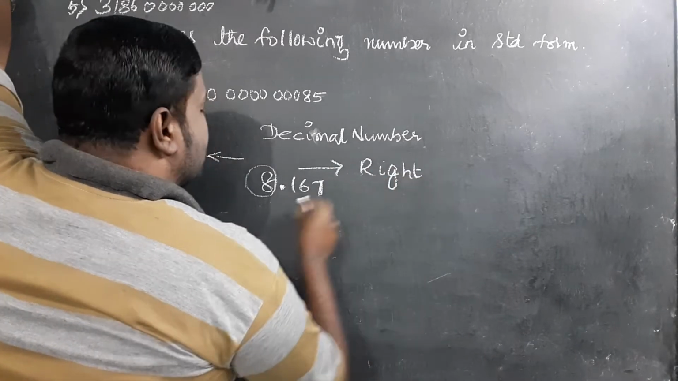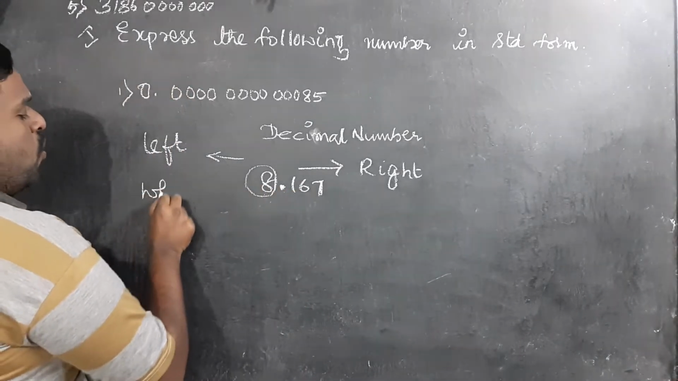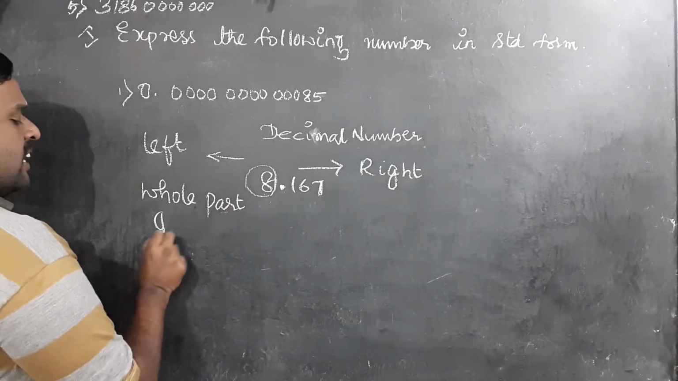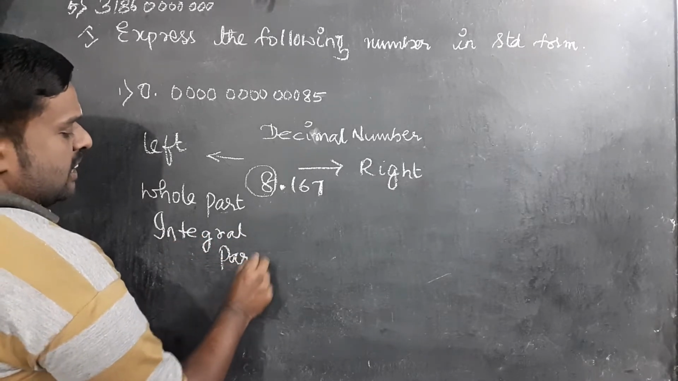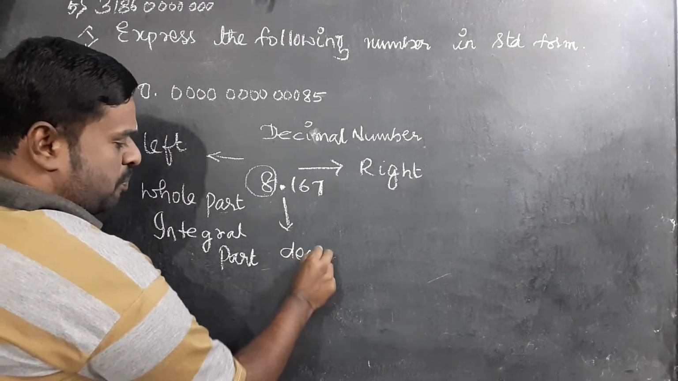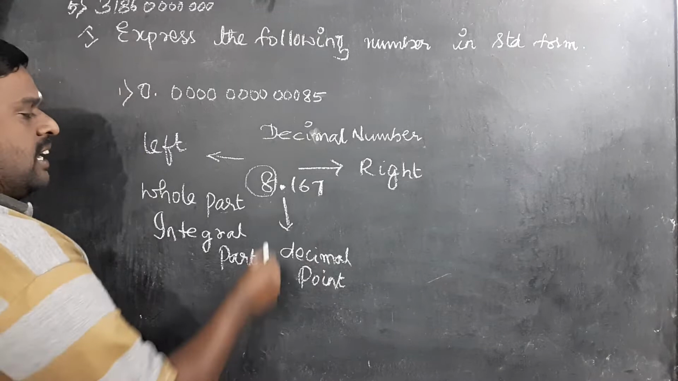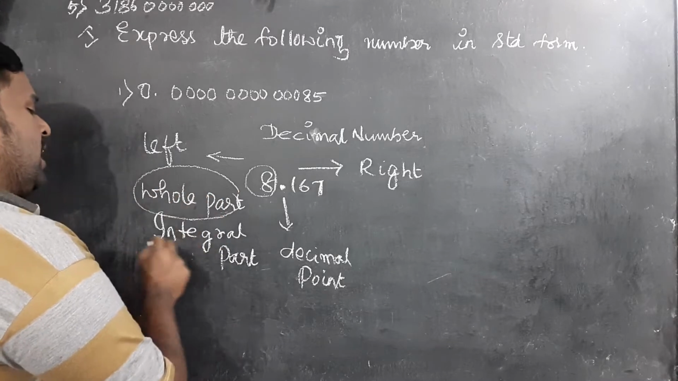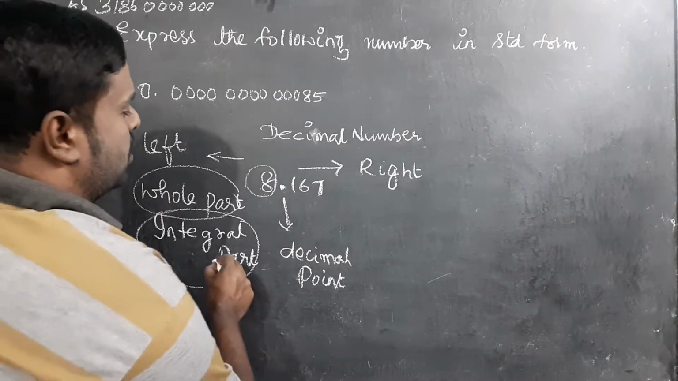Keep it in mind, the left part before the decimal we call the whole part or integral part. This point is what we call the decimal point. The number before the decimal point we call the whole part, whole number part, or even the integral part. Later on, when you are studying logarithms, you will study about this.